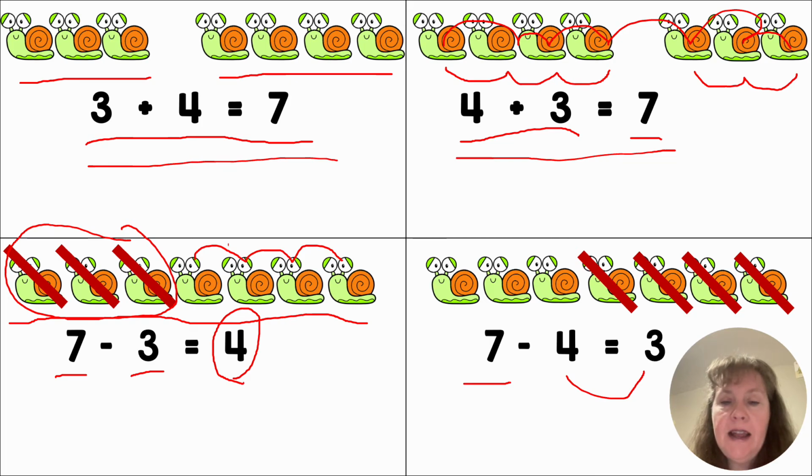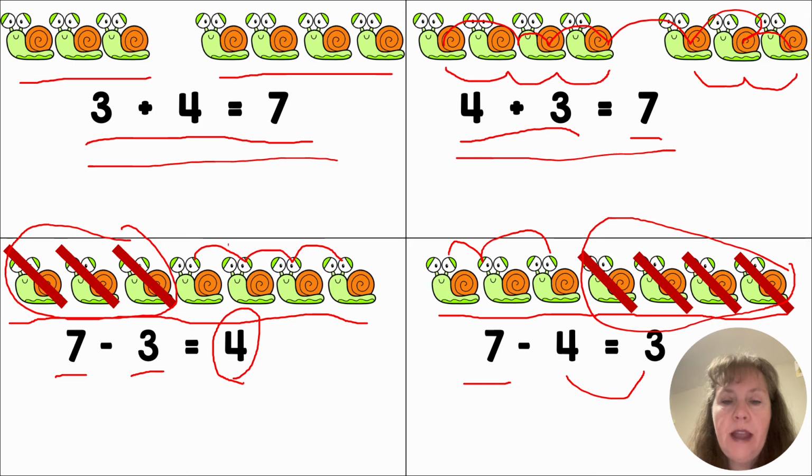So we can see in our pictures, we're starting with 7 snails. 1, 2, 3, 4, 5, 6, 7. And then we're taking away these 4. We cross them out to remove them. And then we are left with 1, 2, 3. And we can see that down here. 7 subtract 4 equals 3.